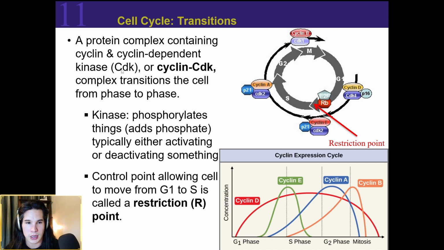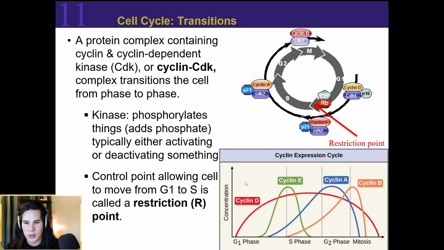So cyclin-dependent kinases. Kinase ends in an -ase, so we know it's an enzyme. What this enzyme does is it phosphorylates things. By phosphorylating something, you're adding a phosphate to it. It could be a protein, and typically, adding that phosphate either activates or deactivates that protein. All right. So these cyclins are simply activators of your kinases. They're activators of these enzymes.